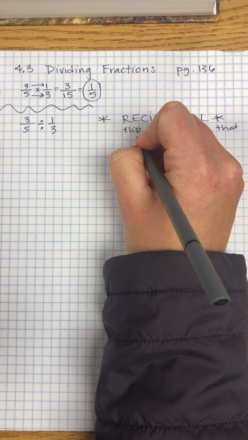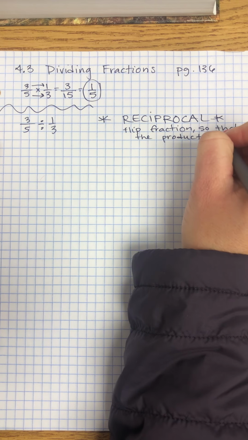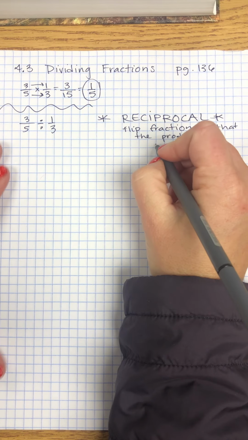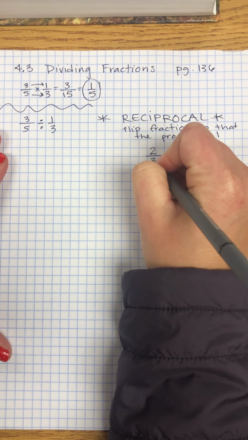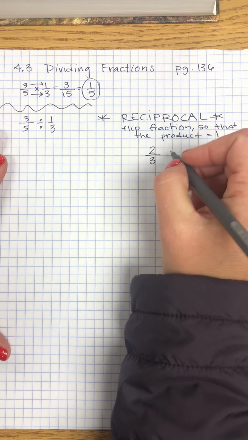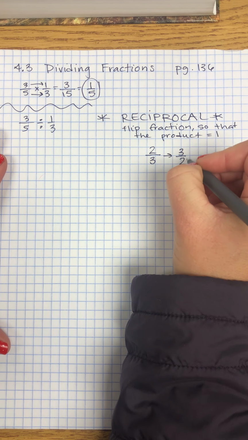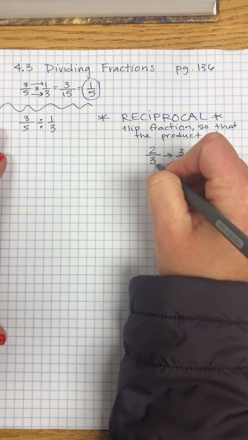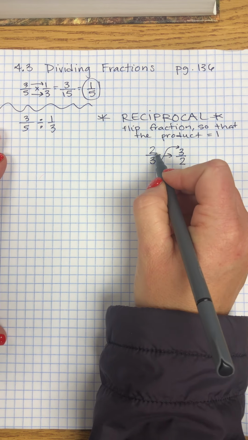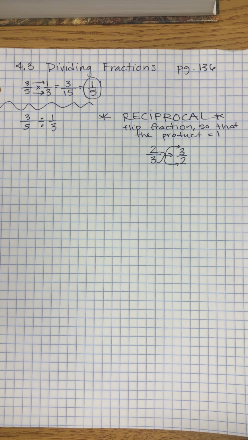So that the product equals 1. For example, if I was to take any fraction, maybe I say 2/3. 2/3 was my original fraction. The reciprocal is 3/2. I flipped the numbers. I took the denominator and I put it in the numerator. And I took the numerator and I put it in the denominator. That's a reciprocal. You flip them.